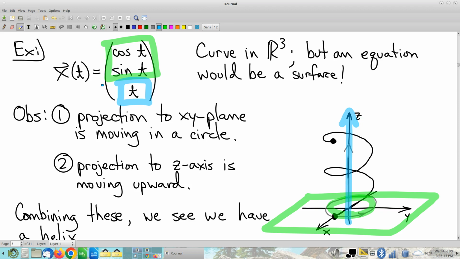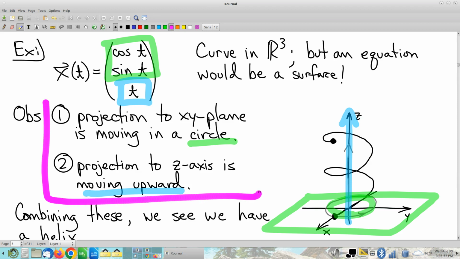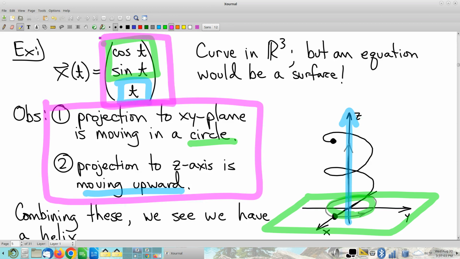And so now what I'm going to try to do is to take these two observations, that the xy projection is a circle, and that the z projection is just moving upward at a constant rate. I'm going to take these two observations together to understand the entire parametric curve. This is hard to do, but the projection, the shadow, is doing this, and then the height is doing that. And geometric appeal.